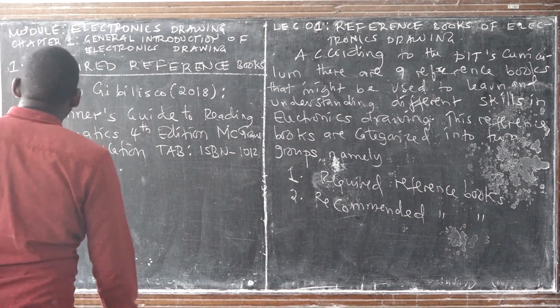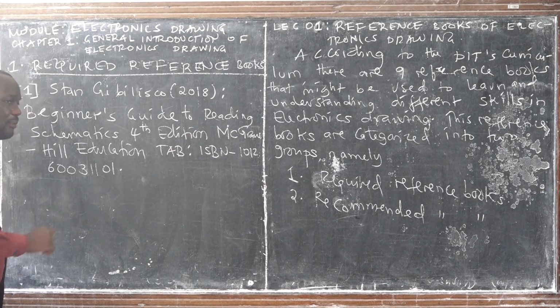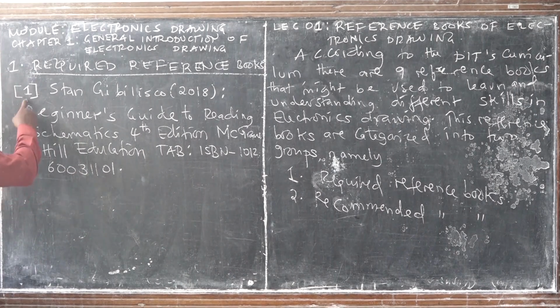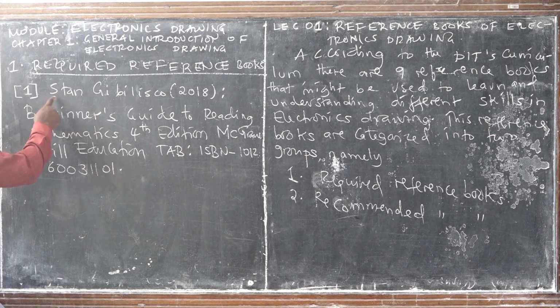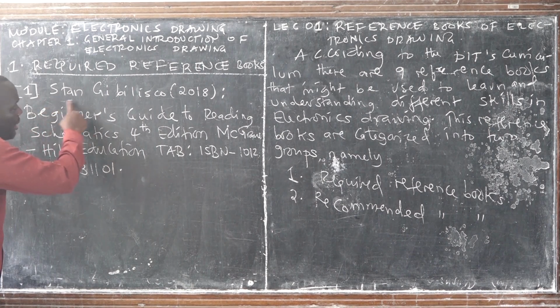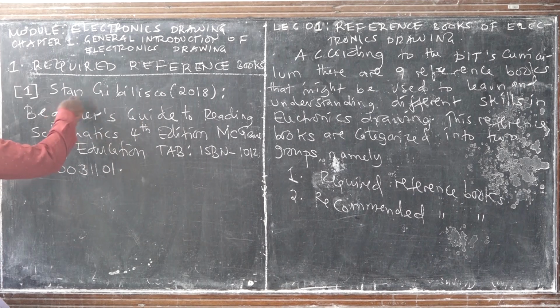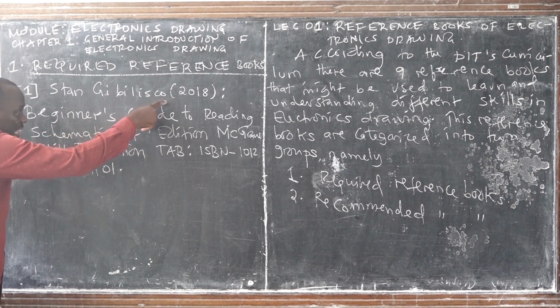Okay. Stop writing and look on the blackboard. This is the number of the reference book. It means that it is the first reference. That's why we have a square bracket, and this is number 1. Then we have two words, Stan Gibilsko. This is the name of the author.